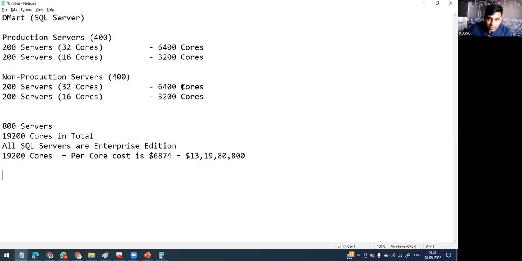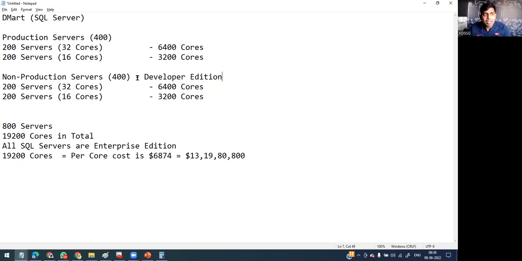You know what you can do, sir? You can reduce the non-production servers. Option number 1. Or second, for non-production servers, you can use developer edition. It's allowed. You're not running business there, right? Developer edition is equal to enterprise, but you can't use it for business.